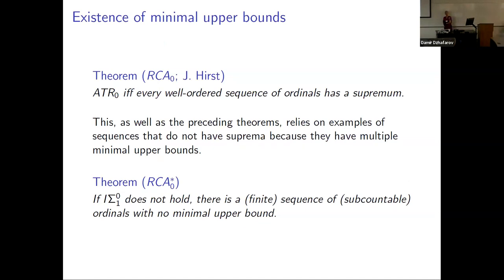Okay, this is the theorem we were starting with. ATR naught is equivalent to every well-ordered sequence of ordinals having a supremum. And Hirsch's proof here, as well as the three easy proofs I just outlined for you, all negate the existence of a supremum by having multiple minimal upper bounds. It turns out if you have a failure of sigma zero one induction, you can put together a sequence of ordinals that actually has no minimal upper bound whatsoever, and in fact, a finite sequence.